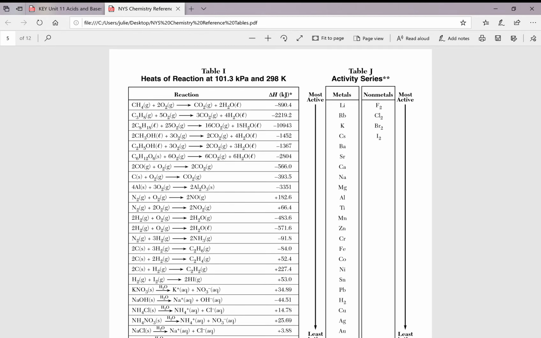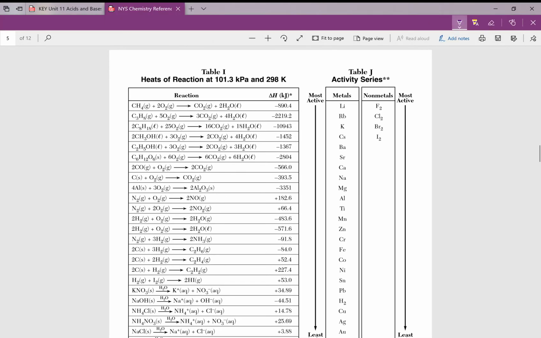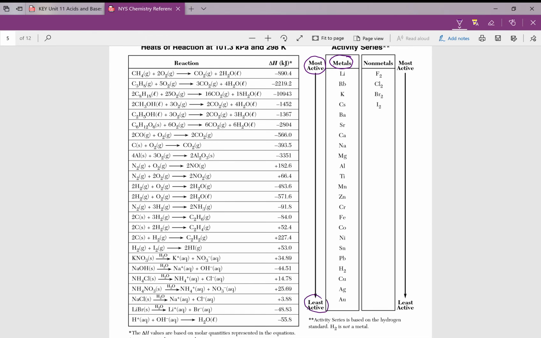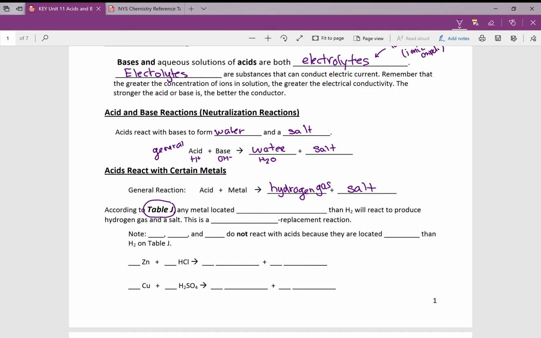Table J is the activity series. So you'll see we're going to be focusing in on our metals. The most active metals are up at the top, and as you go down the list, you get to the least active. The one that we're concerned with right now is H2, or hydrogen gas. That decides what metal is going to be able to react with the acid to produce the hydrogen gas. So any metal located above H2 on Table J is going to react to produce hydrogen gas and a salt. This is called a single replacement reaction.